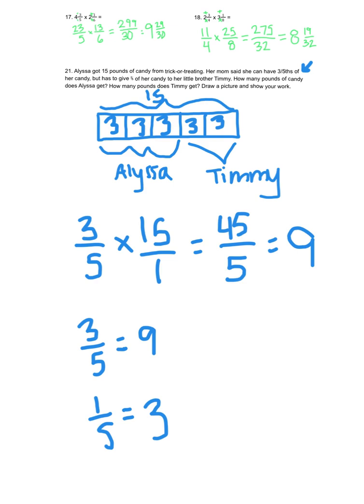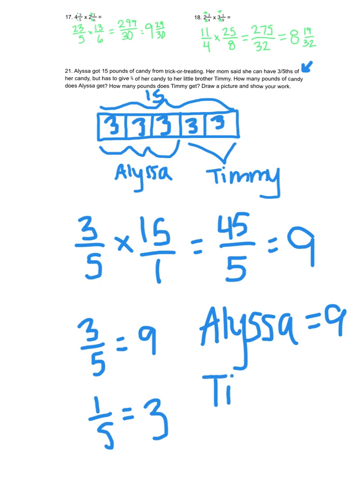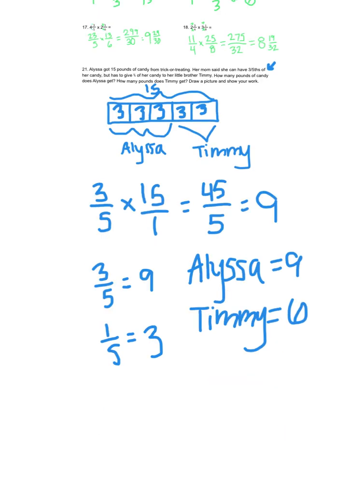And then we know that Alyssa will end up getting 9 pounds of candy. Holy smokes. And Timmy will get 6. So just to restate that, Alyssa is going to get these 3 plus 3 plus 3. She gets 9. And Timmy is going to get these 3 plus 3. So he gets 6.